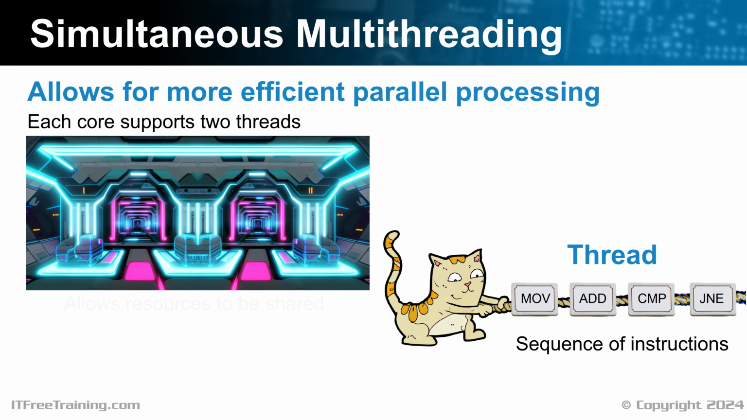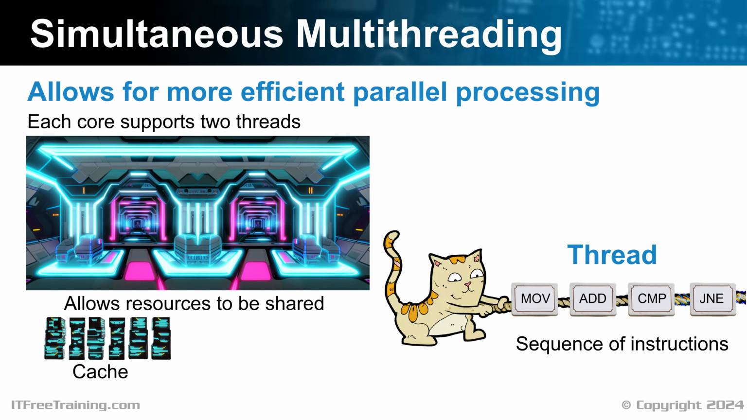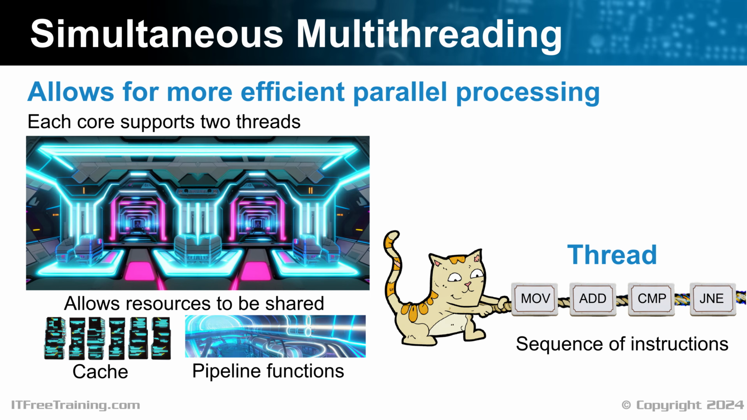Having two threads in the same CPU core allows resources to be shared between the two threads. For example, the CPU cache can be shared in this way. Also, other functions like pipeline functions can be shared. You may be wondering why the core is limited to two threads.